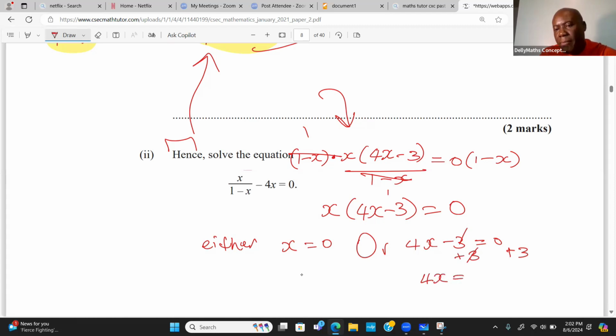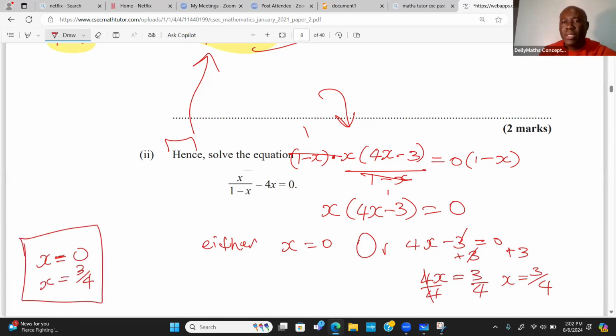So we're left with 4x is equal to 3. And if we divide both sides by 4, then we could conclude that x is also equal to 3/4. So the two responses are as follows: one of the responses is that x is equal to 0, x is also equal to 3/4. And these are the two responses.